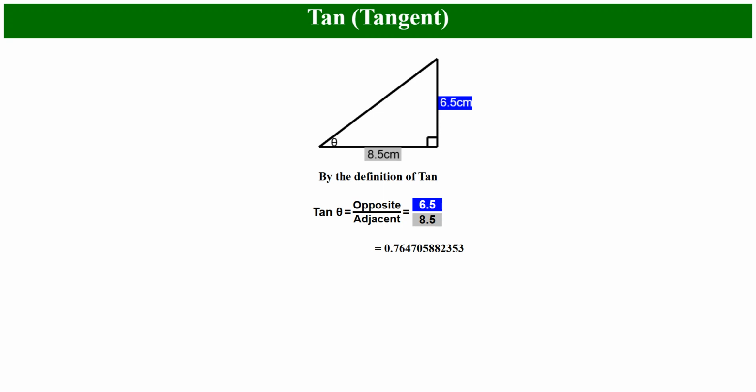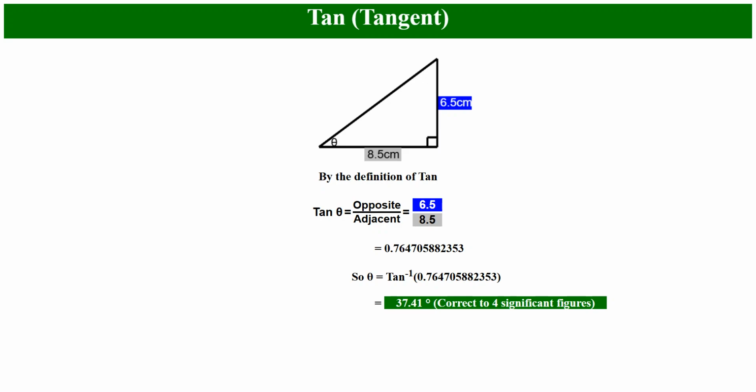You remember how to get the value of theta now? Well, we can write theta is tan to the minus 1 of 0.7647, etc. And to work that out, we need to put the 0.7647 in on the calculator and press the tan to the minus 1 key, or it could be arc tan on your calculator. When we do that, we get, or you should get, theta is equal to 37.41 degrees. Again, this is correct to 4 significant figures.